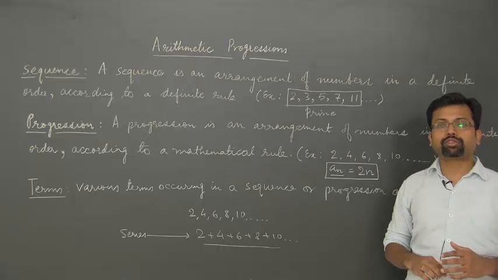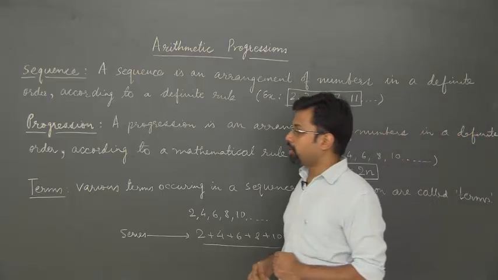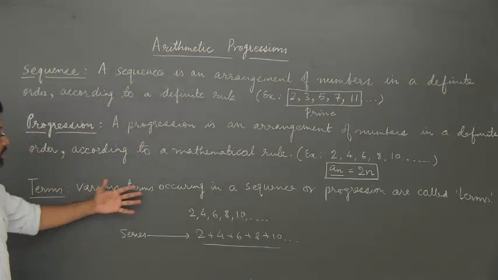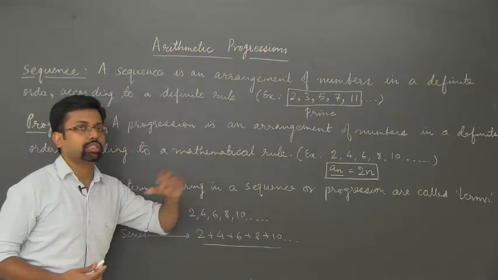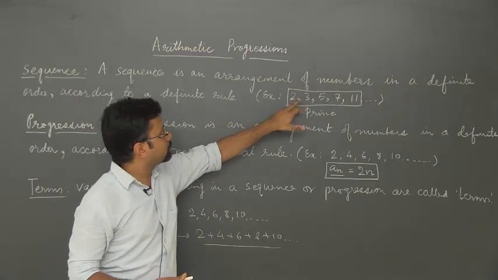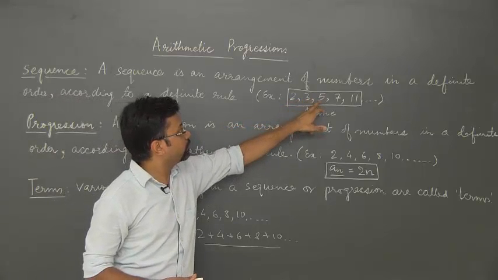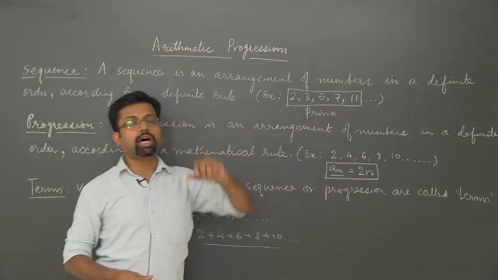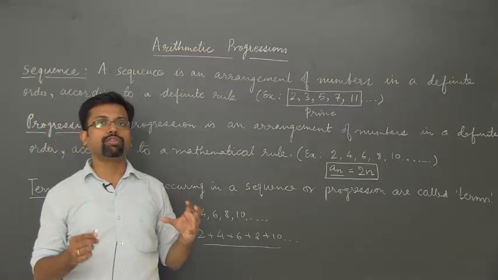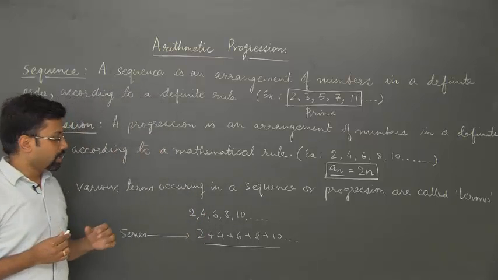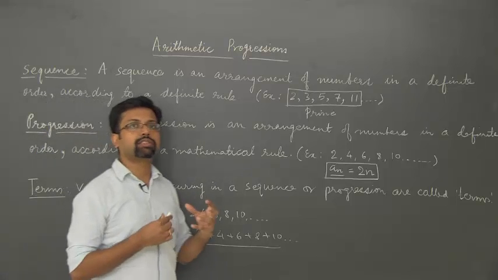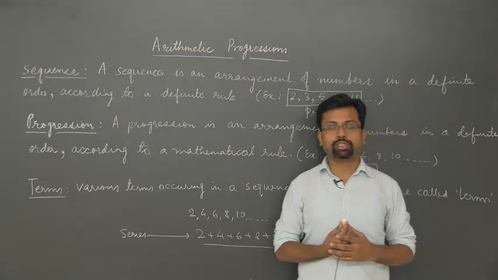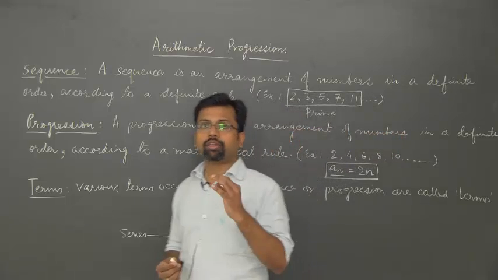Now after having understood what a sequence and a progression is, let us get into what a term is. The various terms occurring in a sequence and progression are called terms. The various numbers that you see here, 2, 3, 5, 7, 11, 2, 4, 6, 8 and all these numbers are basically called the terms of the given sequence or progression. Now we will get to understand how you write the nth term of a given sequence or progression and get an introduction to what arithmetic progression is.